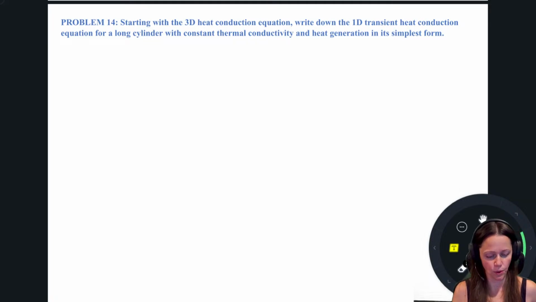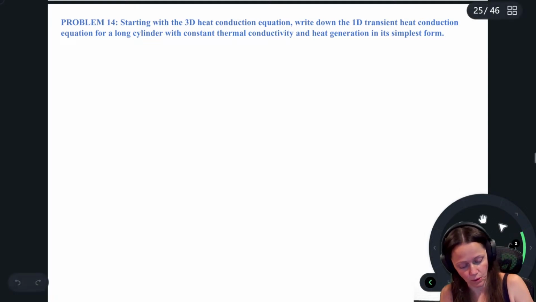All right, so we're starting with the three-dimensional heat conduction or heat diffusion equation, same thing. We want to write down the one-dimensional transient heat conduction equation for a long cylinder with constant thermal conductivity and heat generation in its simplest form.